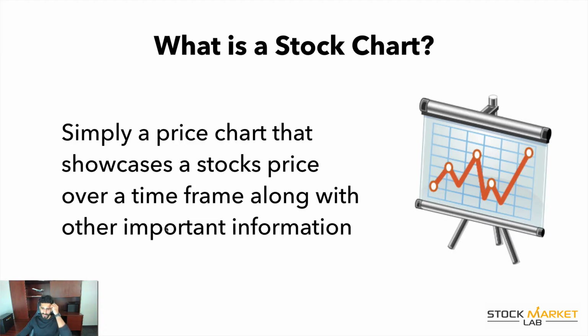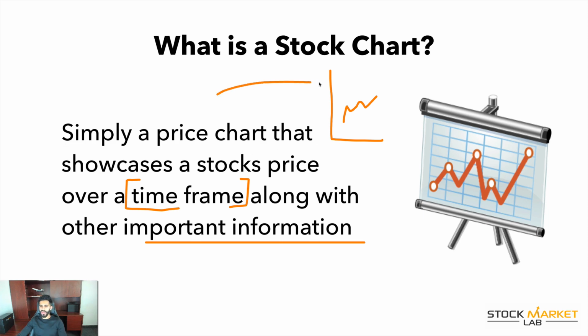A stock chart is simply a price chart that showcases a stock's price over a time frame along with other important information. So basically, when we look at a stock chart, we're able to look at raw price action, raw price movement. We're able to identify what has happened, right? We're able to look at all of the important information depending on the time frame we select. I will break down what I mean by that, but I want you to understand that for now. So simply, a stock chart once again showcases raw price movement, the price action, what has happened in a stock's recent activity.